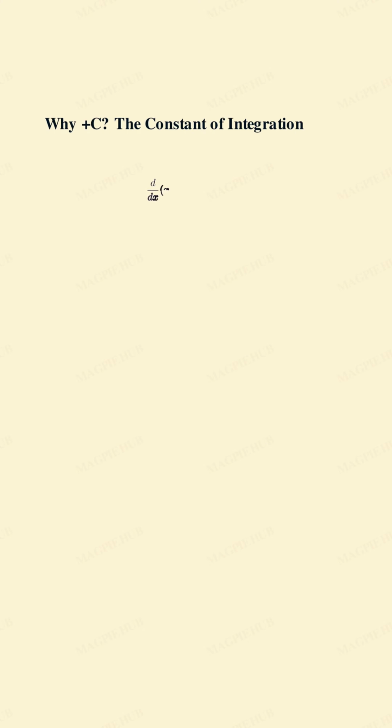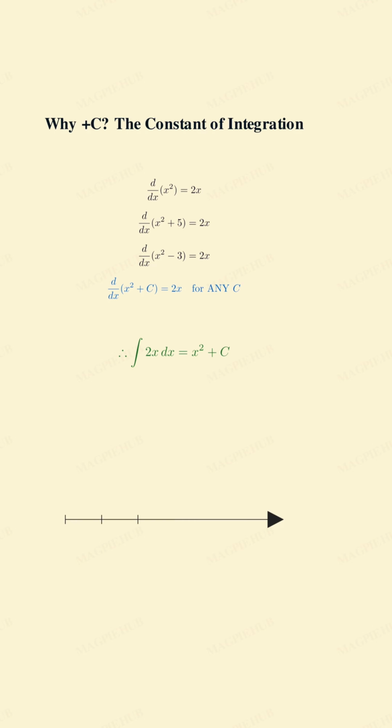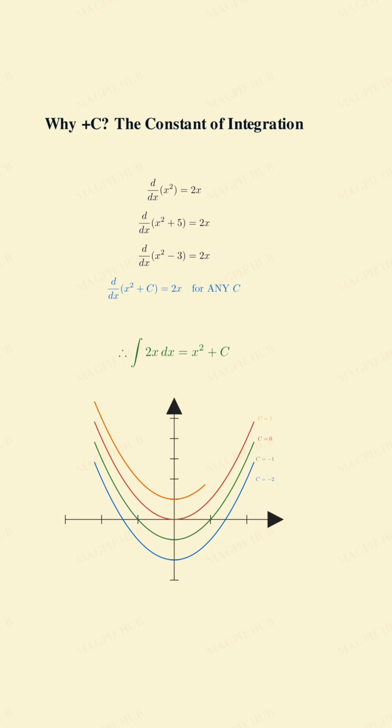Why do we always add plus c? Watch, the derivative of x squared is 2x. But the derivative of x squared plus 5 is also 2x. And x squared minus 3 also gives 2x. In fact, x squared plus any constant c has derivative 2x. So when we integrate 2x, the answer is x squared plus c, where c can be any real number.